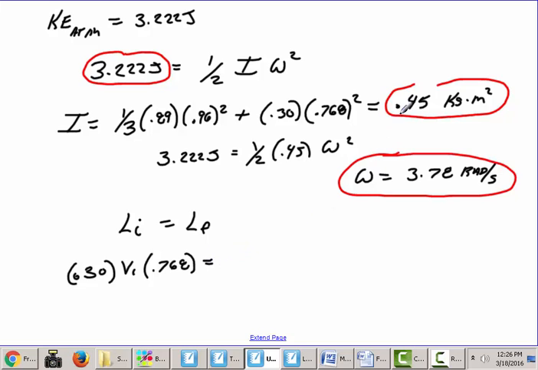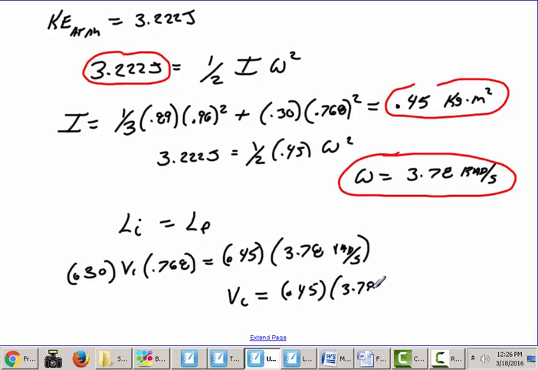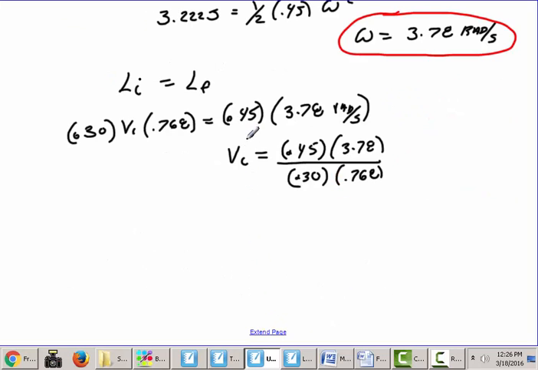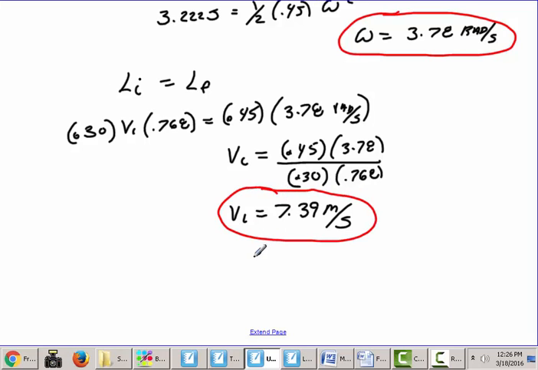Now again, I is going to be this value here, our 0.45, times our omega of 3.78 radians per second. We solve for that, VI, and we will get VI is equal to 0.45 times 3.78 divided by 0.30 times 0.768, and we'll get VI approximately 7.39 meters per second. Alright, that's the first problem I want to solve.